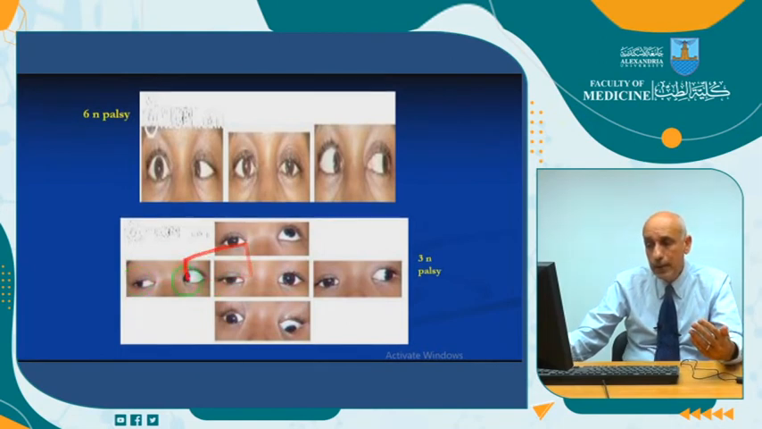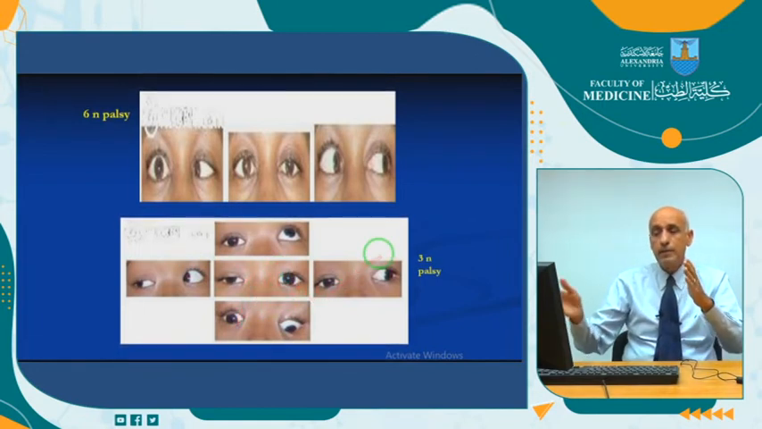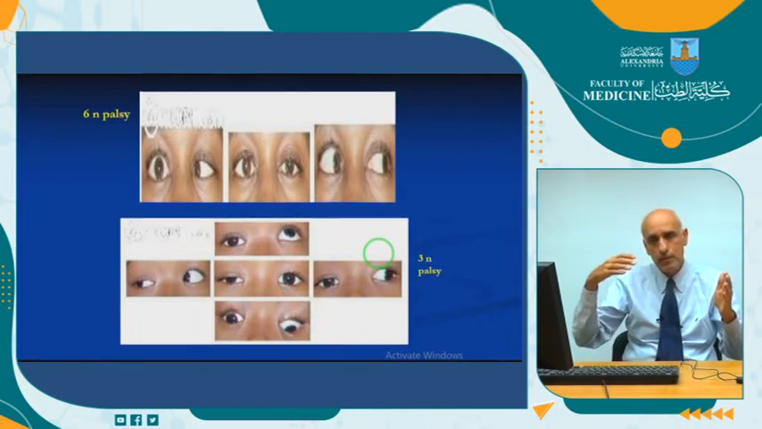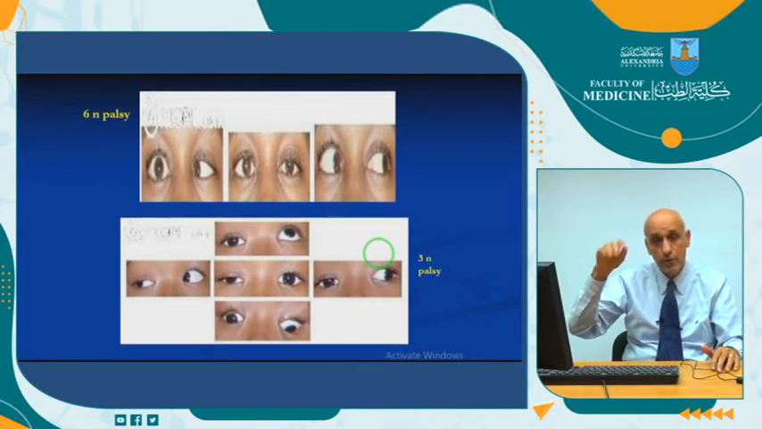So this is a typical example of a third nerve palsy. There is ptosis, there is a slight shift, the eye deviated downward, but if you check the extraocular muscles, there is no function of the medial rectus of this eye, and there is no function for elevation and depression.